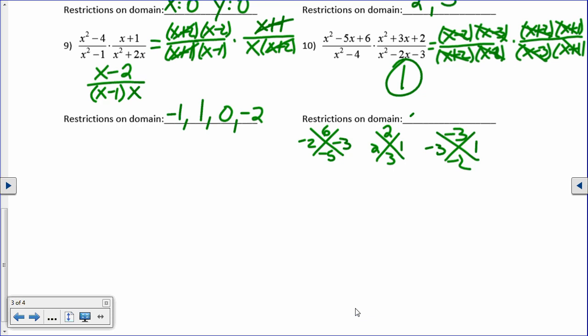Okay? Now, how many restrictions am I going to have? 4, one for each thing in the denominators that you have. So negative 2, 3, and negative 1. Remember, anything that you had in the denominator before you cancel, if you set them equal to 0, that's how you get your restrictions.